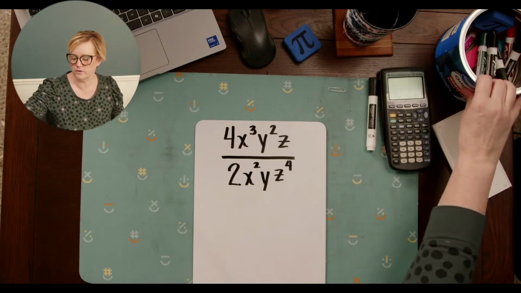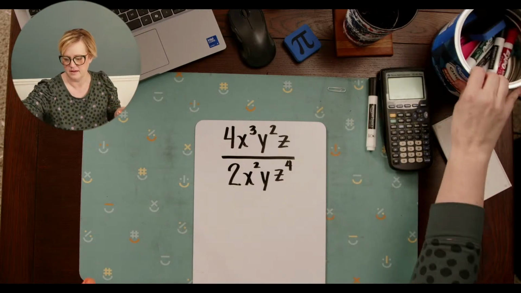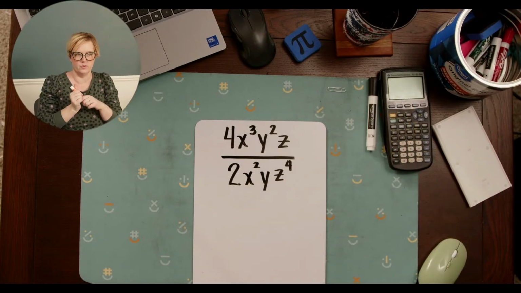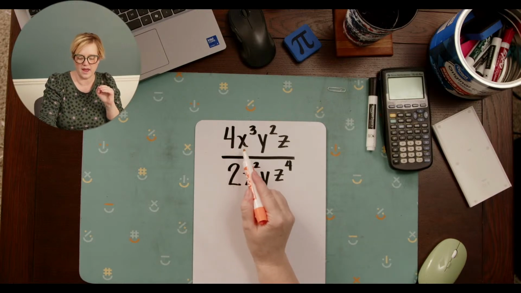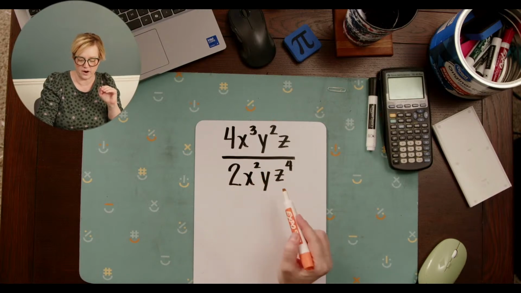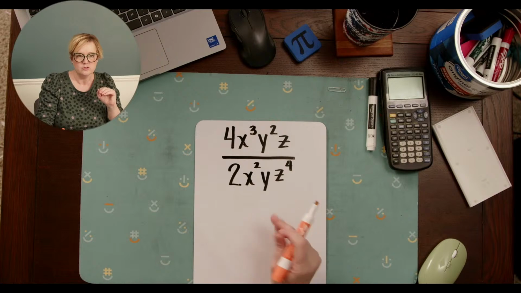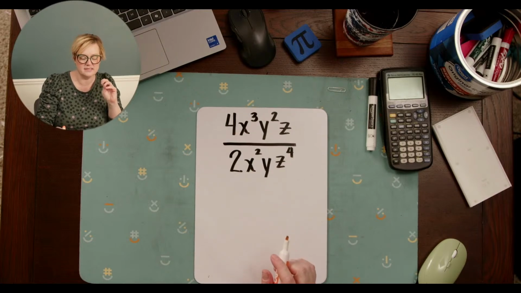All right, so when we're looking at these, we've got to talk about some exponent rules, right? So we've got these exponents going on: 4x cubed y squared z over 2x squared y z to the 4th. So when we're looking at this, okay, we've got some ideas. Okay, those are looking pretty good.